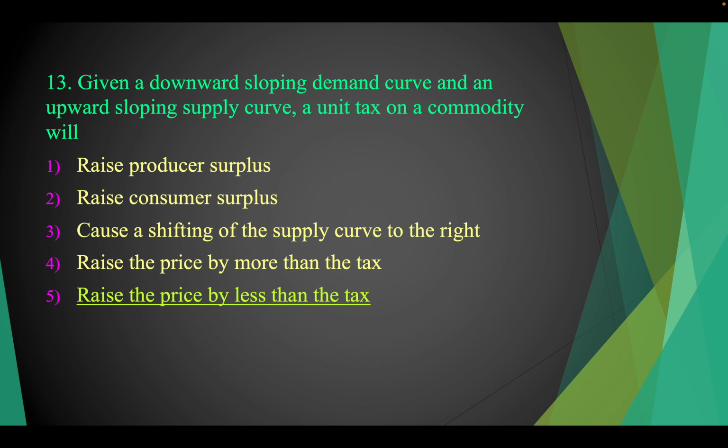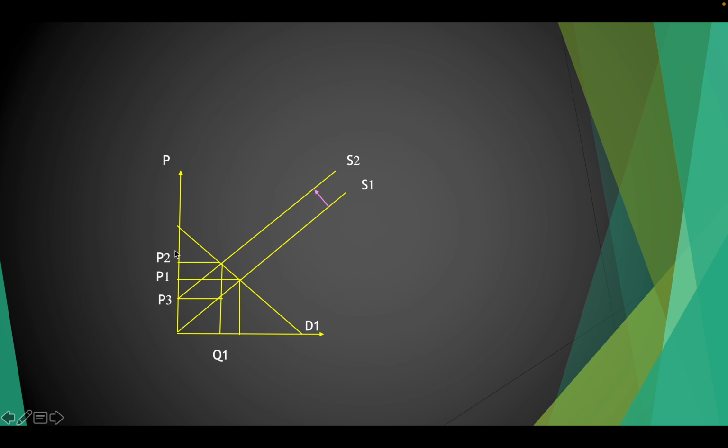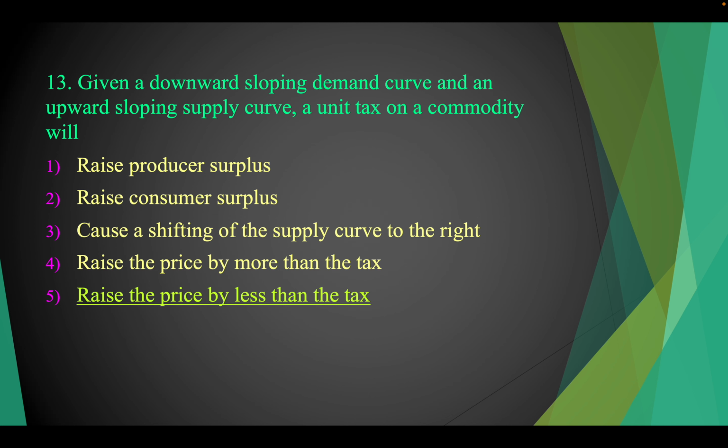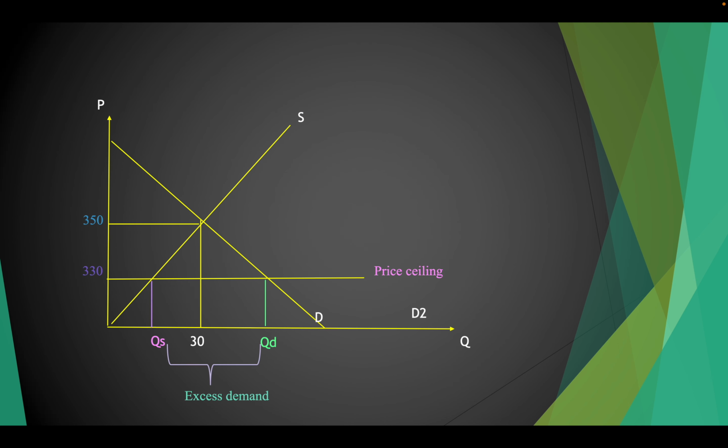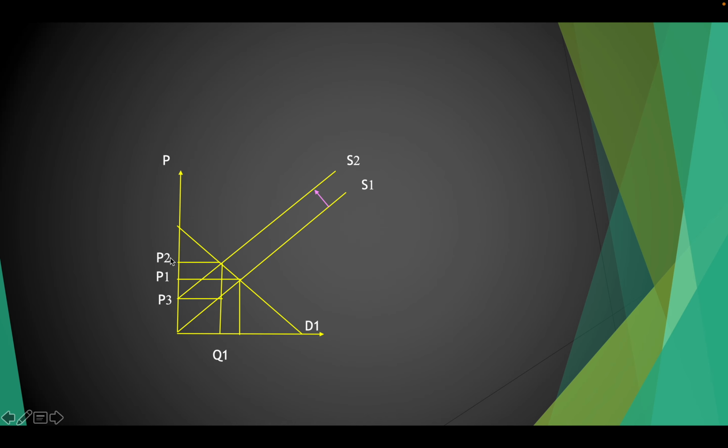Then again the supply curve shifts leftward because this is a tax. We can see it raises the price by less than the tax. P3 to P2 is the tax, but the price increase is P1 to P2. This is the new equilibrium price, this is the before equilibrium price. So P1 to P2 is the price increase, but the tax is P3 to P2. That means it raises the price by less than the tax. The tax is greater than the price increase. This is the price increase P1 to P2, but the tax you can see is P3 to P2.